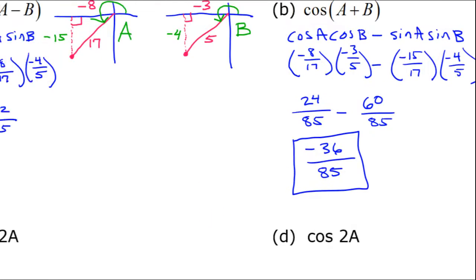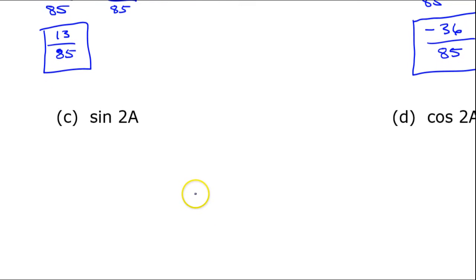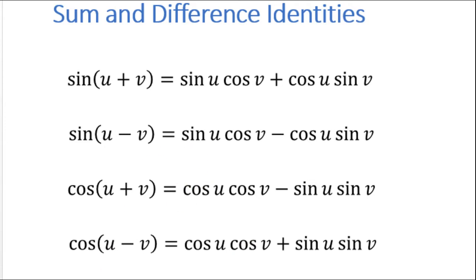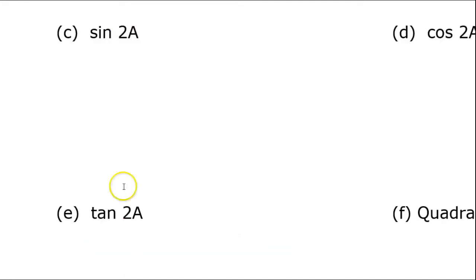Alright, let's do that again for the sine of 2a. So this will involve another version of the sum and difference formula. It's not really brand new, but the sine of 2a will equal 2 sine a cosine a. So this is going to equal 2 sine a cosine a. We're just going to use that double angle formula.